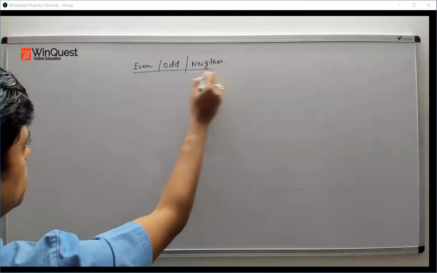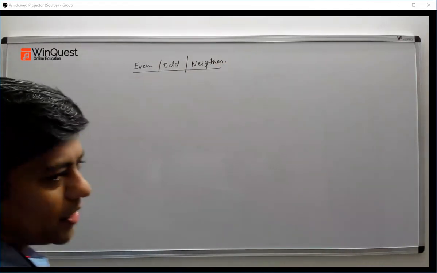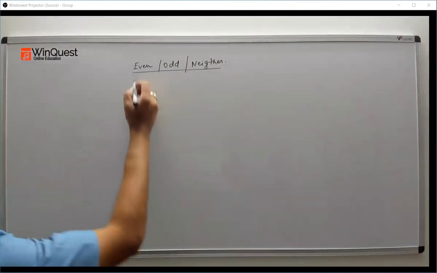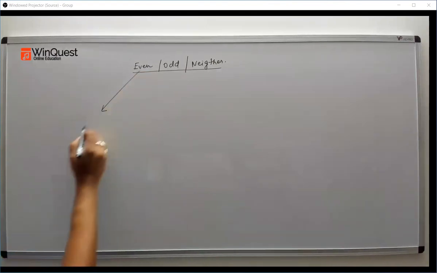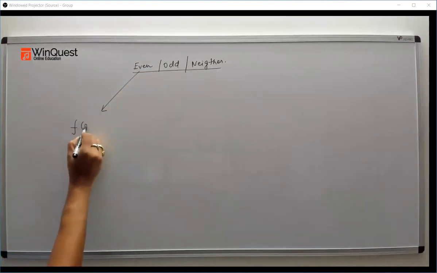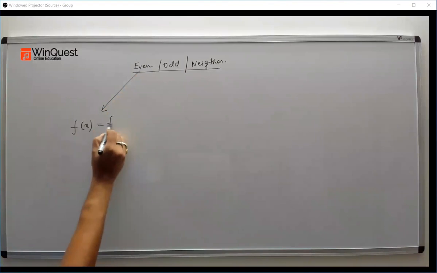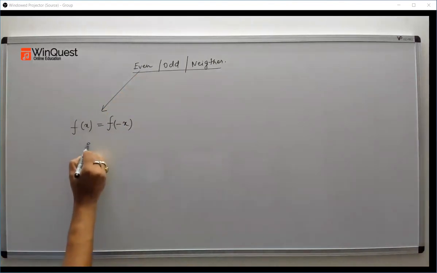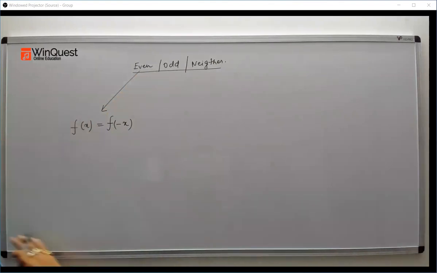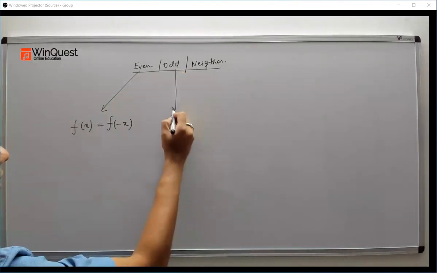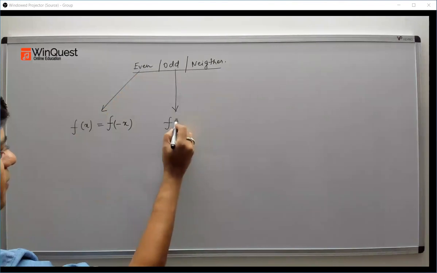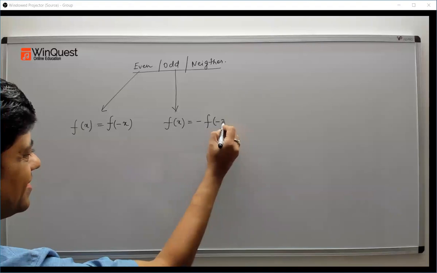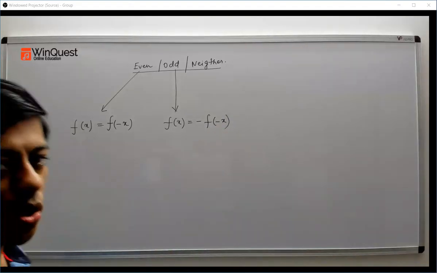Okay. Now, odd, even, neither function. Even has a specific criterion. If f(x) is equal to f(-x), then we call it an even function. Odd has a criterion which says f(x) is equal to minus of f(-x), then it is called odd.